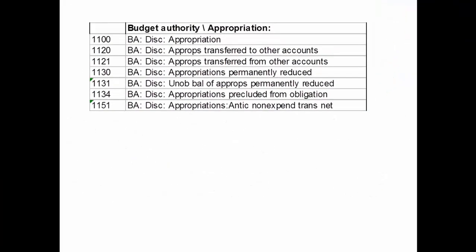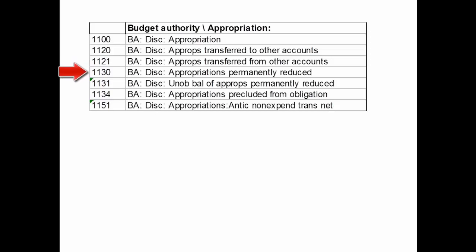Now we see the Budget Authority series, beginning with the very popular Discretionary Appropriations on line 1100. Since the accounting system produces the SF133s, the report can be used to confirm amounts reflected as appropriated on an apportionment. Lines 1120 and 1121 reflect non-expenditure transfers of appropriations out or in.